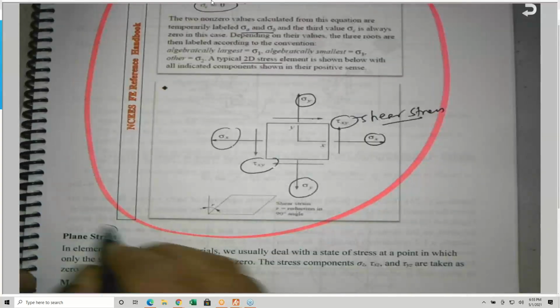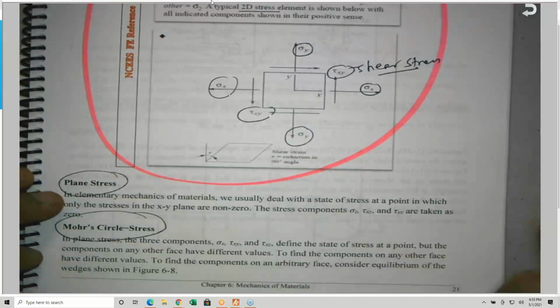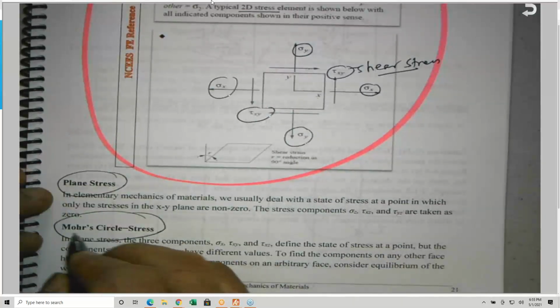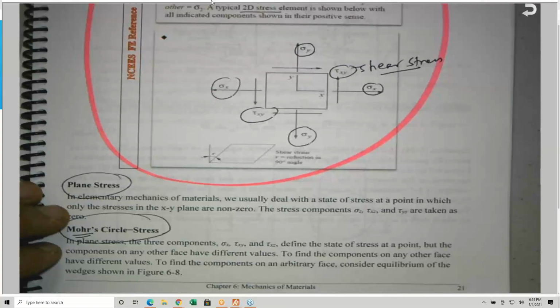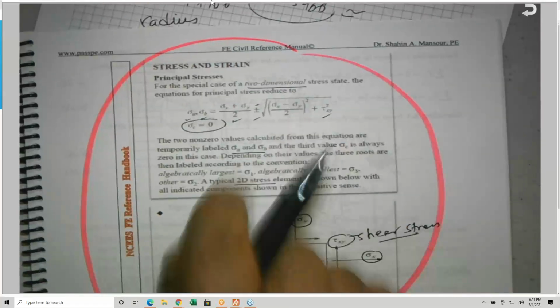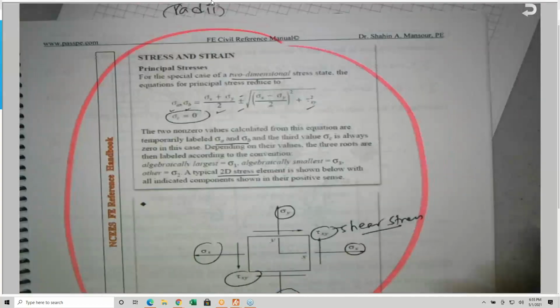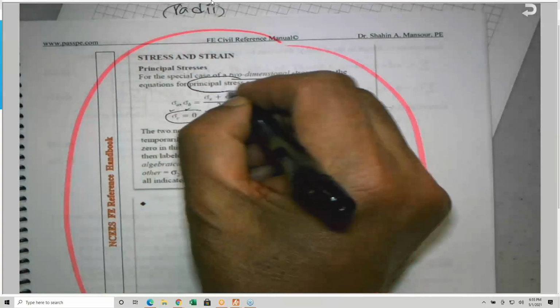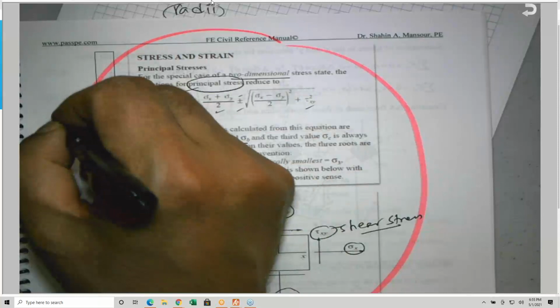It's called plane stress. We can use Mohr's circle. Professor Mohr was a German scientist. He used these equations for the stresses in order to get what is known as the principal stresses. The word principal is very important.